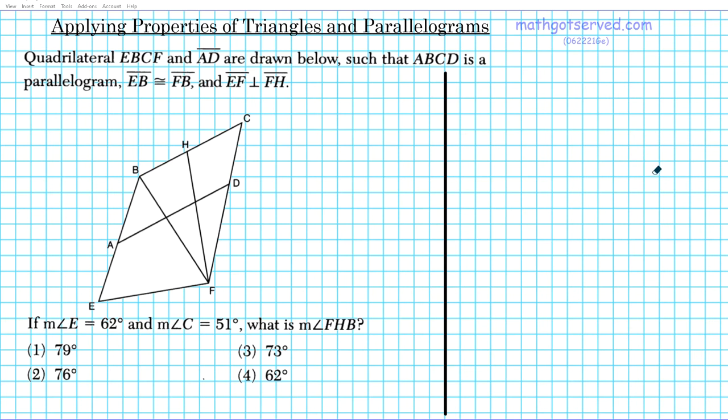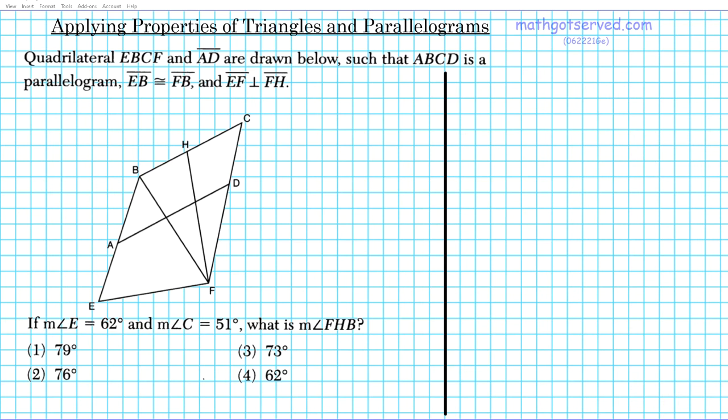In this clip we're going to be taking a look at a problem that we're going to be solving by applying the properties of triangles and parallelograms. The question reads: quadrilateral EBCF and segment AD are drawn below such that ABCD is a parallelogram. Segment EB is congruent to FB and segment EF is perpendicular to segment FH. If the measure of angle E is 62 degrees and the measure of angle C is 51 degrees, what is the measure of angle FHB?